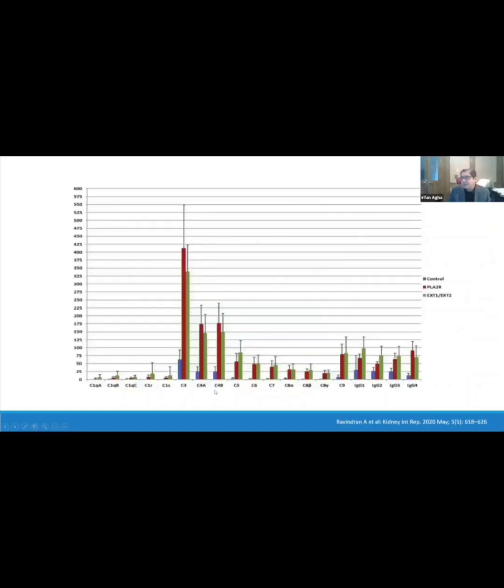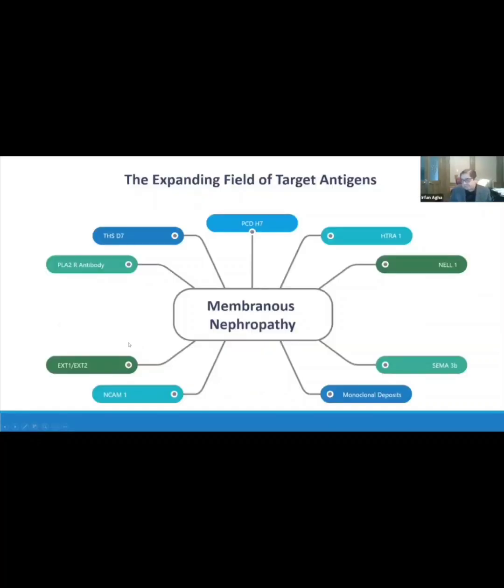And this is actually borne out in mass spectrometric studies. So we are now looking at patients who are either controls in blue, or who have PLA2R associated disease in red, or who have exostosin 1 or exostosin 2 associated disease, which are in green. And what you see is a huge amount of C3 and C4 and C4b and C5 and C6, 7, 8, 9, which is the terminal membrane attack complex, etc., in these biopsies. So when you look at those subepithelial deposits, this is what you're looking at. You're looking at C3, you're looking at IgG, you're looking at C4, C5, C6, etc.